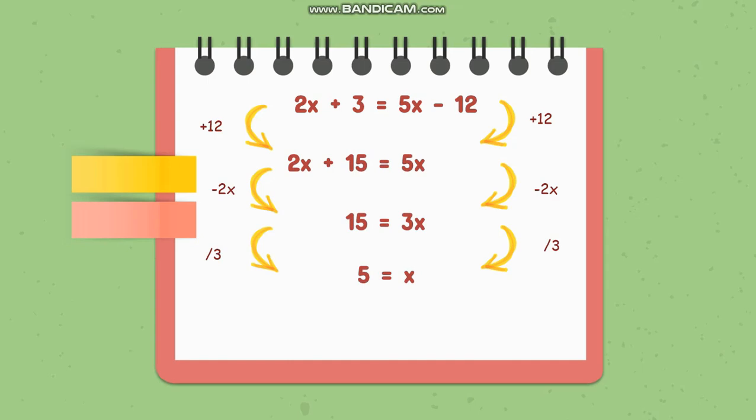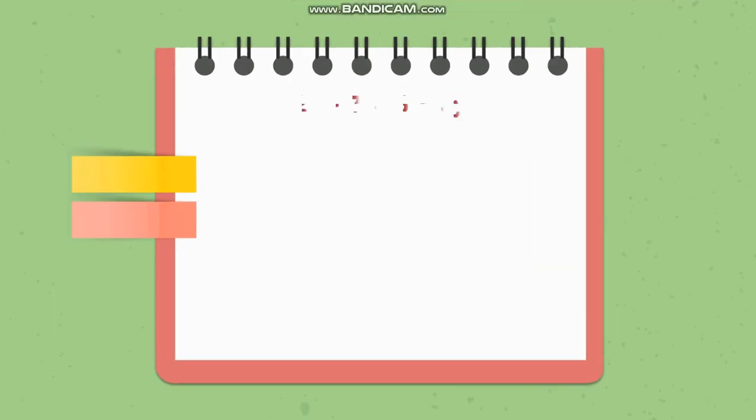Let's try one more. We have 2y minus 7 equal 3 minus 3y. So we want to get the y's on one side and the numbers on the other side. At the moment, there are more y's on the left side than on the right side. But remember, positive 2y is bigger than negative 3y. So it'll be easier for us if we put the y's on the left and the numbers on the right.